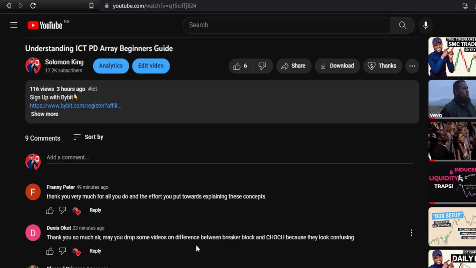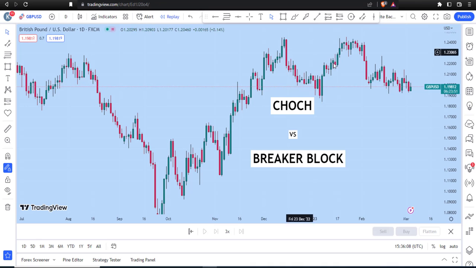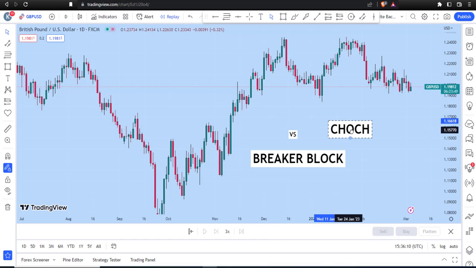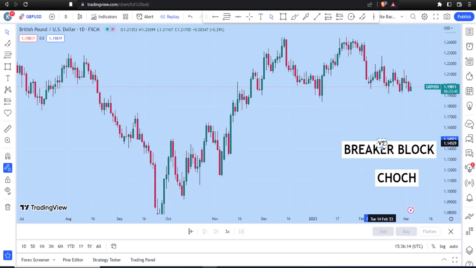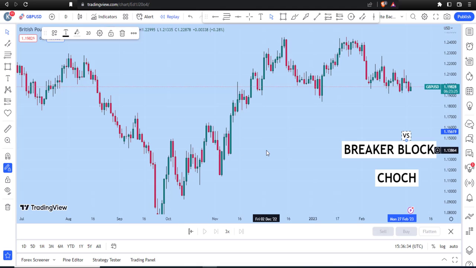He says, what is the difference between a breaker block and a change of character, because they look really confusing. And that is true. So let me show you what exactly is a change of character and a breaker block. Now, a change of character is simply a shift in market direction. We have basically three elements of market direction. That is an uptrend, a downtrend, and a consolidating market.